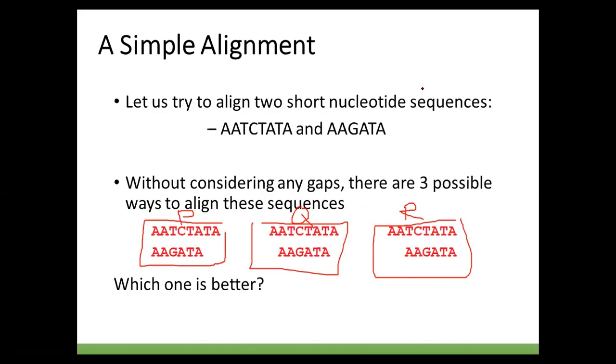P, because it has the most aligned characters. Yes, the highest number, 4 similarities. Yes, there are 4. How many are here? There are none here. There are only 3 here. Yes, you can say it's P.